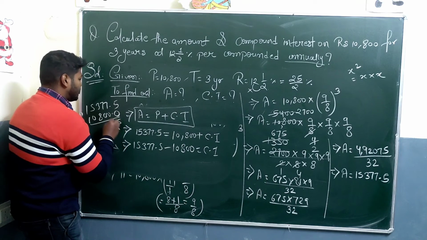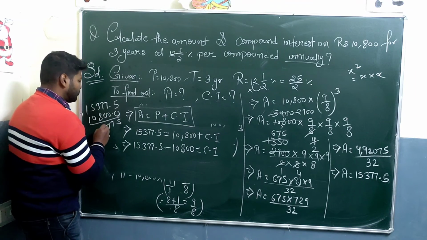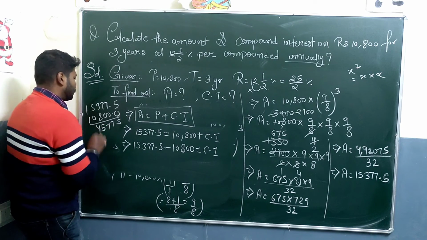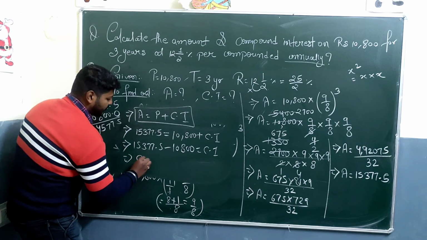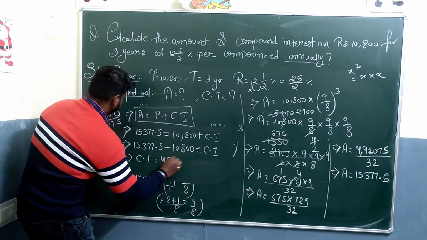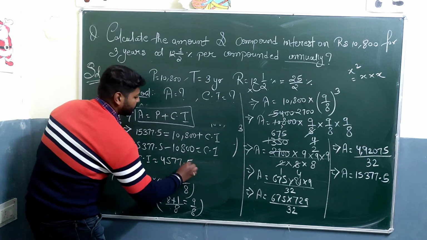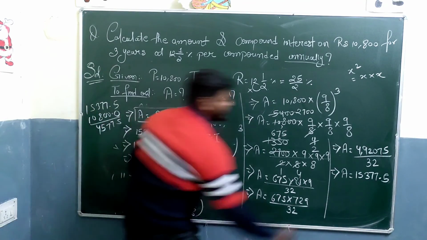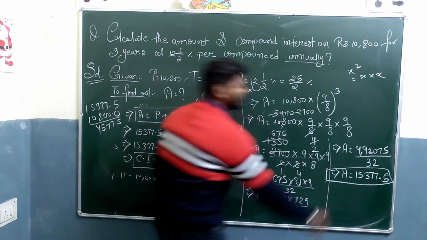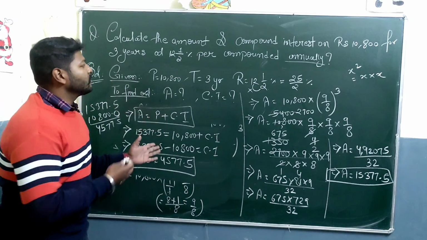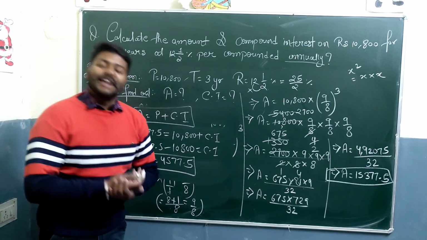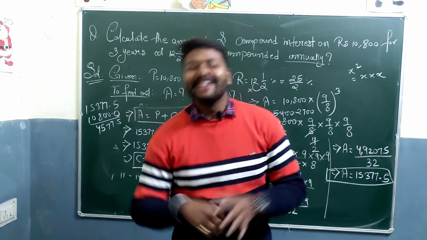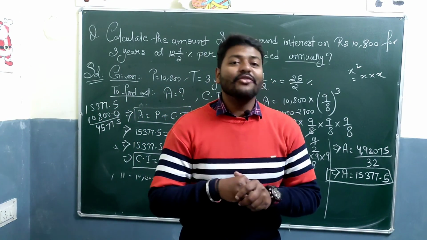4,577.5. So we get the compound interest, that is 4,577.5. Here is our compound interest and here is our amount. So from these two formulas we can calculate the compound interest and the amount. I think you understand the concept and the formula of this question.